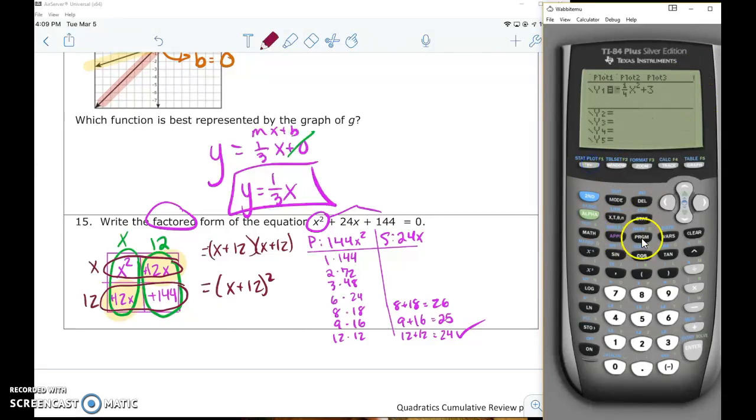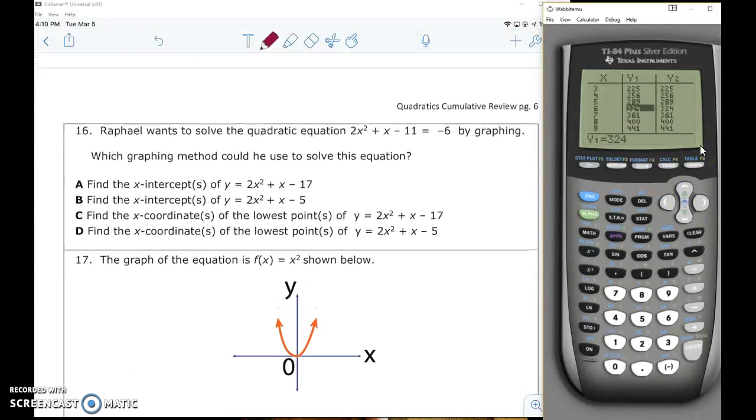If I'm checking this in my calculator, I can put in my original, x squared plus 24x plus 144, and my answer, x plus 12 squared. If I look at the graph, I only see part of it, but I only see one thing, so that's good. And I can double check by looking at the table. My tables match everywhere, so I did this correctly. And that's how I could check it if it was multiple choice.